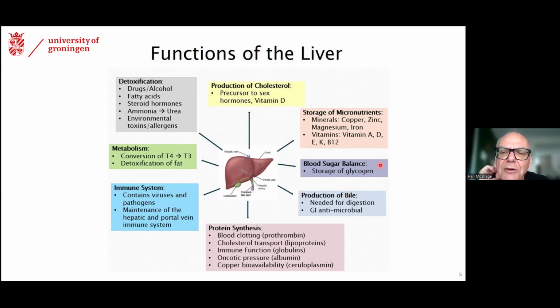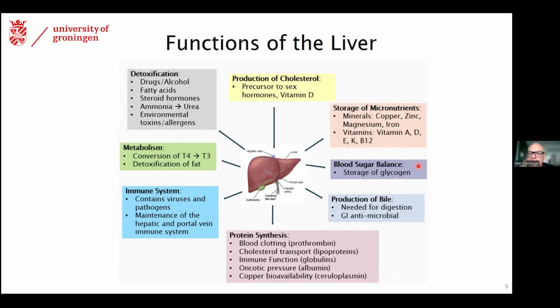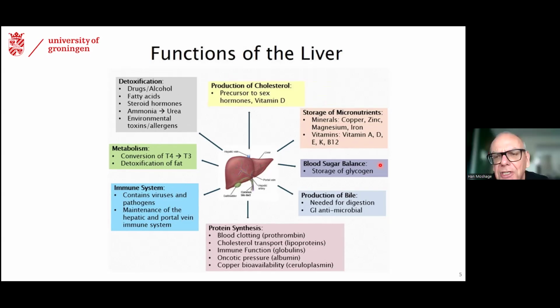Excess carbohydrates are converted into sugars, and the sugars are converted into glycogen, which is, let's say, a kind of starch, which is accumulated in the hepatocytes. It can be used as a reservoir if there is insufficient energy, insufficient carbohydrates. And of course, the carbohydrates themselves, the sugars, are used for energy production in the mitochondria.